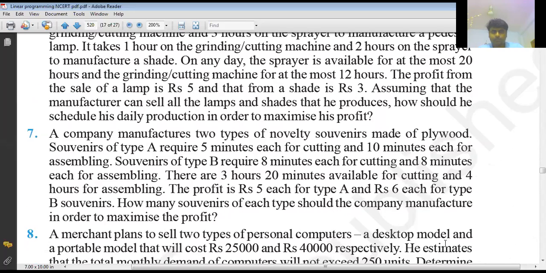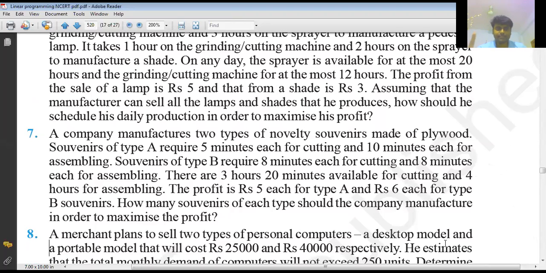Now see here. A company manufactures 2 types of novelty souvenirs made of plywood. Souvenirs of type A require 5 minutes each for cutting, 10 minutes each for assembling. How many types of work do we have? Cutting and assembling. And souvenirs of type B require 8 minutes for cutting and 8 minutes for assembling. Same. And there are 3 hours 20 minutes available for total cutting.